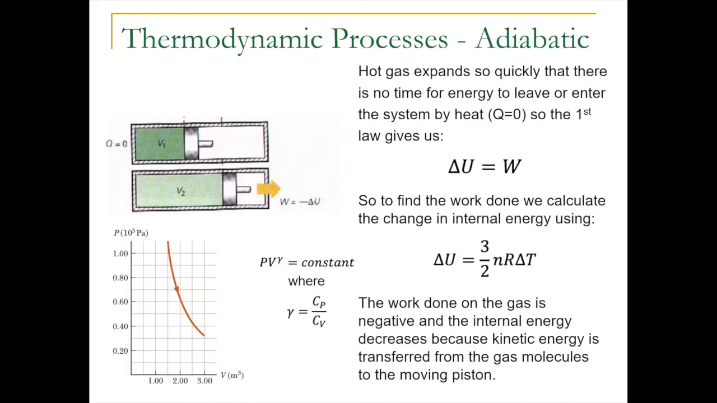So the next process we'll look at is an adiabatic process. And what we're going to do this time is put an insulator around the cylinder so that there can be no heat exchange between the environment and the gas. Because of this, the only way that the gas can expand in volume is by work being done on the gas.